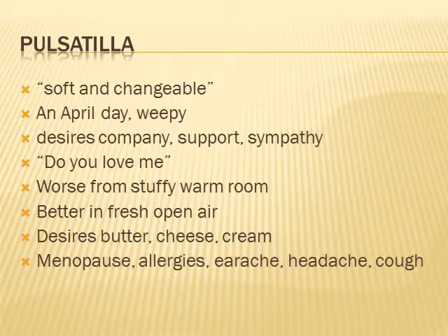So it's a great remedy for children, but also a great remedy in menopausal conditions, earaches, headaches, cough. Many, many different kinds of ailments actually respond to pulsatilla. Could be almost anything if these other characteristics fit.